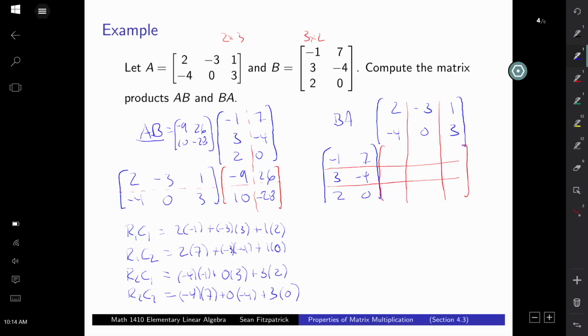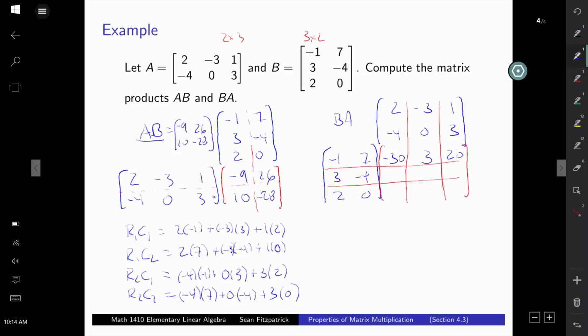And we go about computing the row times column product. So this time I think I won't bother to write it all out. I'll just kind of work through it. So we do for first row times first column, minus 1 times 2, 7 times minus 4. So minus 2 minus 28, I get minus 30. Minus 1 times minus 3, 7 times 0, so I get a 3. Minus 1 times 1, 7 times 3, so 21 minus 1, 20.